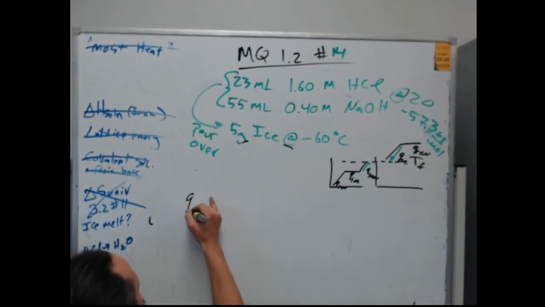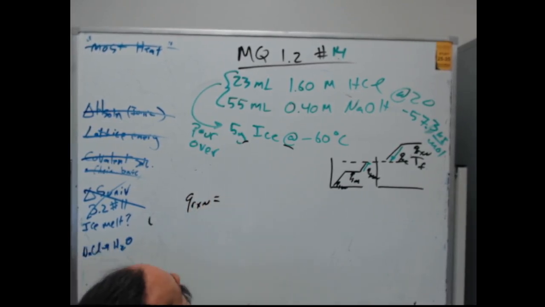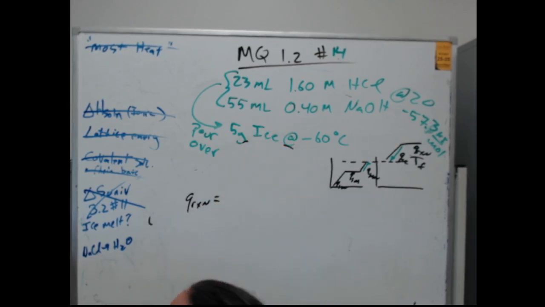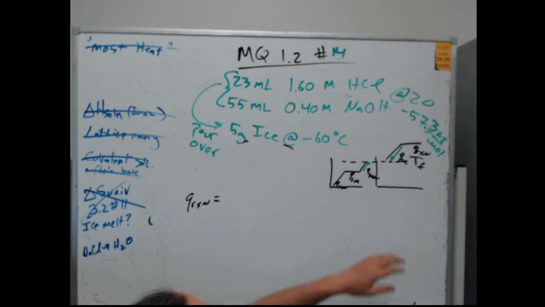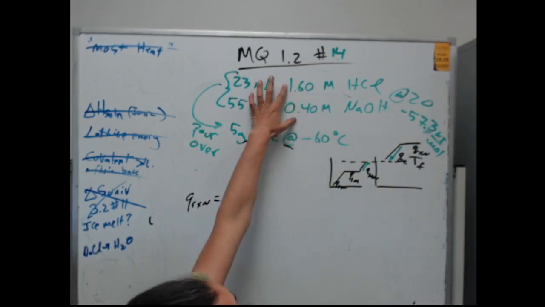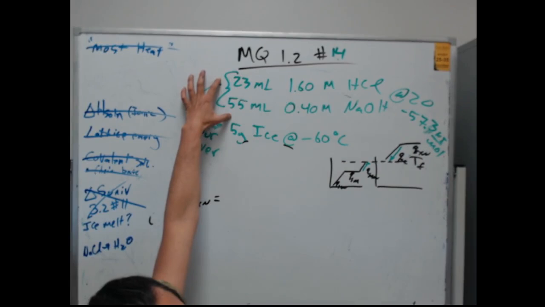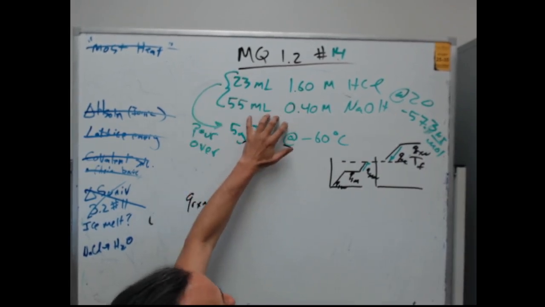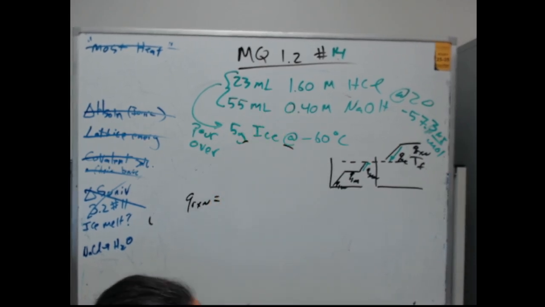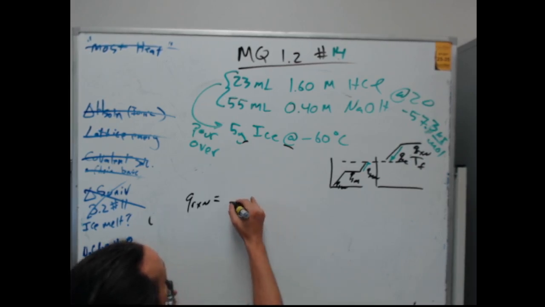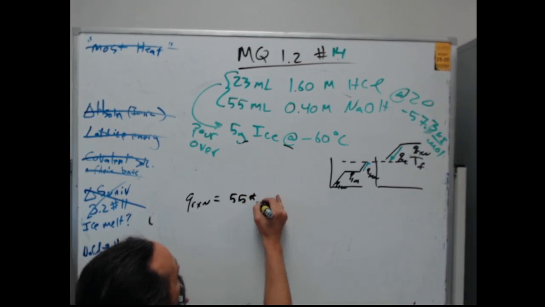My Q reaction is going to be limiting reactant. Which one's the limiting reactant? I was hoping it would be obvious, and then I looked up and it's not as obvious as I thought. Oh no, I can tell still. The concentrations are 4 times different, the volumes are only twice different. So I think the 55 and 0.4, the sodium hydroxide, is going to be limiting. I'm going to double check by doing 55 times 0.4 is 22 versus 23 times 1.6 is 36. That one's bigger.